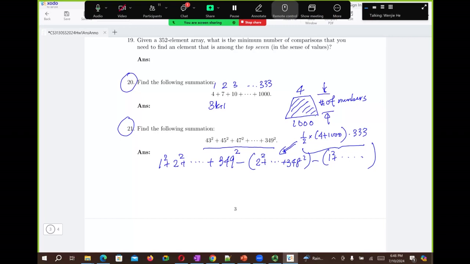Then I will post the solution file. After this class, I will post the solution file. Then you will see the calculation formula for this one. It takes several steps, but you need to use the right way to calculate it.